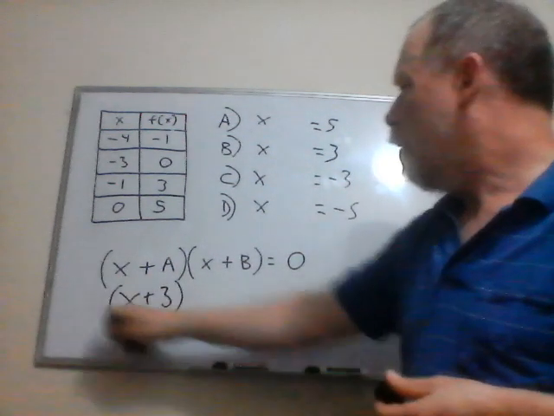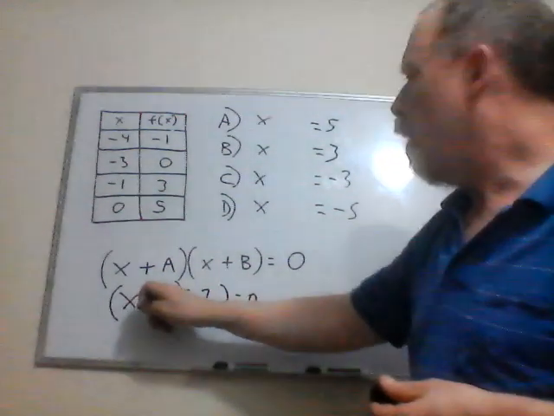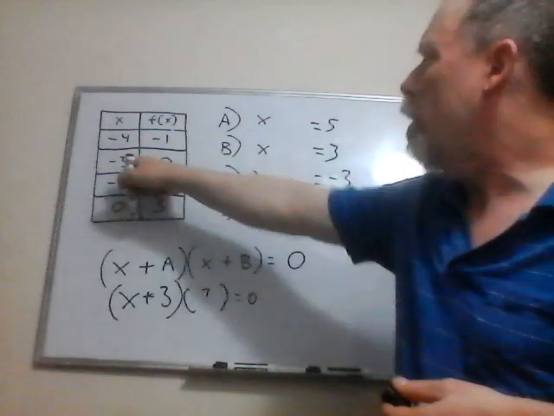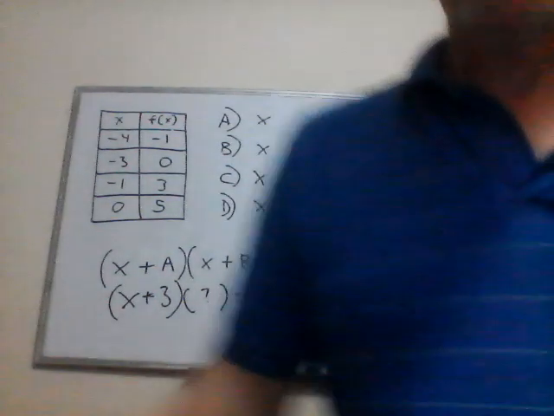Okay, there. So you don't need to worry about what this other factor was. Okay, you just know that if it's x plus 3 and you plug in this -3, it's going to produce a 0, and it's going to 0 everything. That's how this problem works.